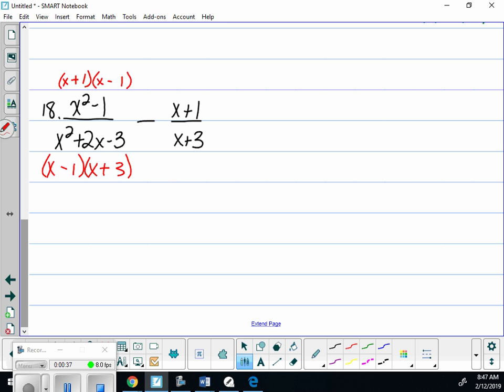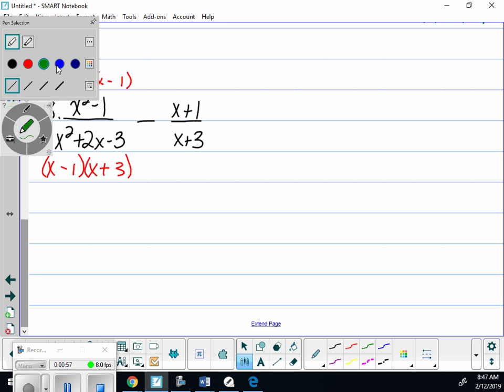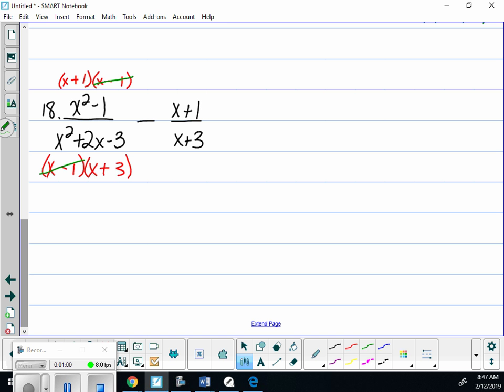And x plus 1 and x plus 3 are already as simplified as they're going to get, or as factored as they're going to get. Now, in this one, typically what you're going to want to do with a subtraction or an addition problem is look for a common denominator. But in this problem, we can actually simplify and cancel out the x plus 1s in that first fraction. So we have x plus 1 over x plus 3 minus x plus 1 over x plus 3.